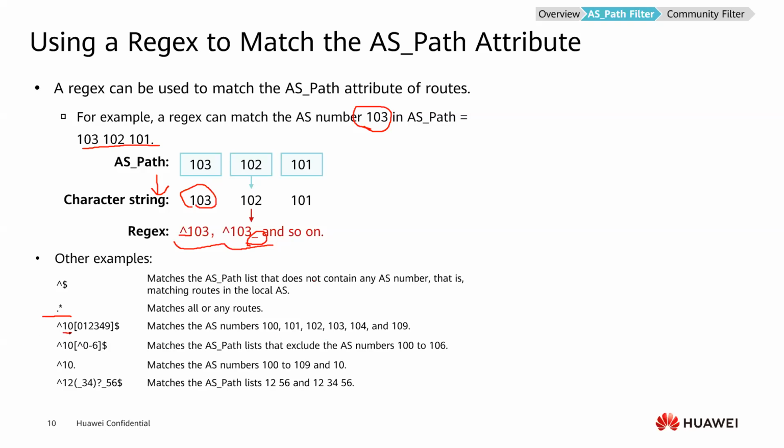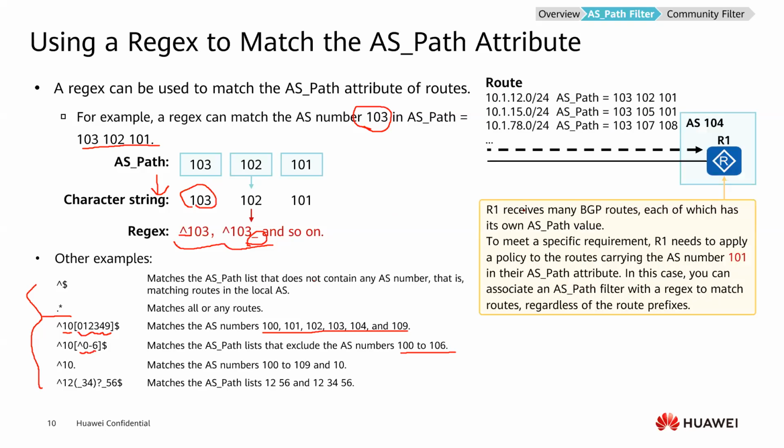Because it starts with 10 and ends with one of these strings, it matches the number of these. And here it matches the numbers excluding AS numbers 100 to 106, because it starts with 10 and does not end with 0 to 6 and others. This is special. These regexes are always used in the AS-path filter to filter out special AS path attributes.